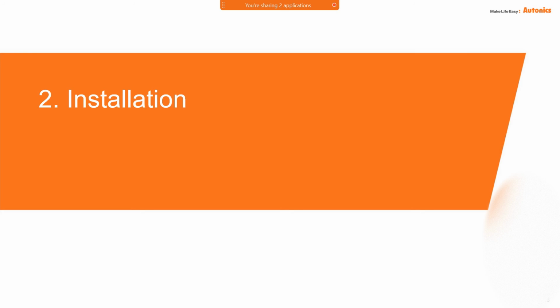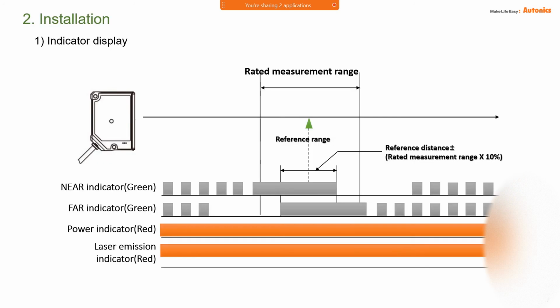For the installation, this one is an indicator lamp. When you adjust the level, if it is near from the object, the near LED will turn on, and if far, the green far LED will turn on, like this. So when you get the ideal distance, both near and far will turn on.